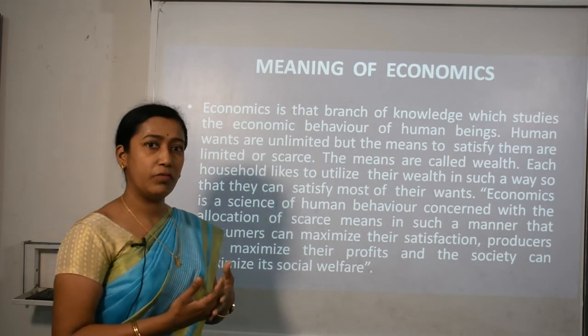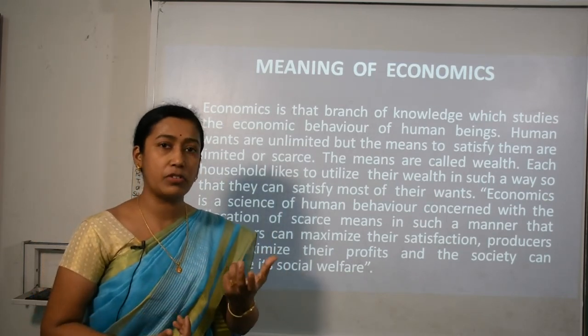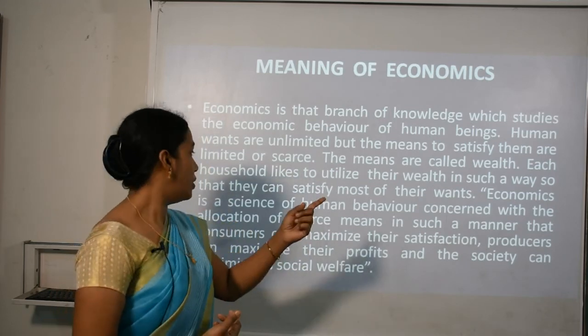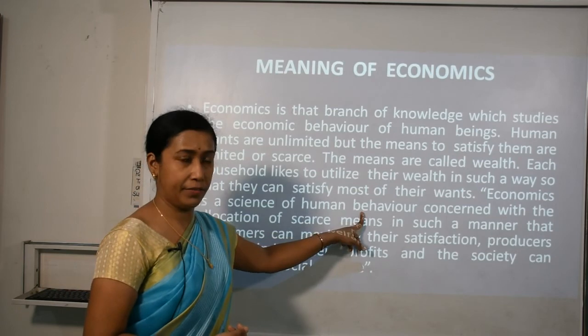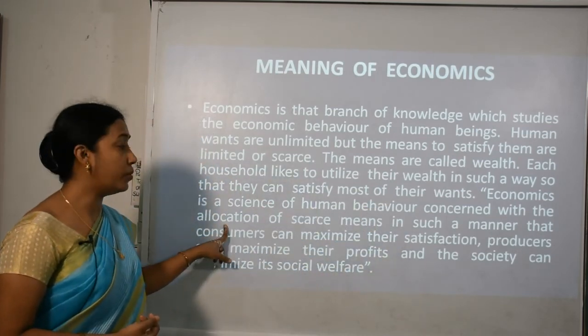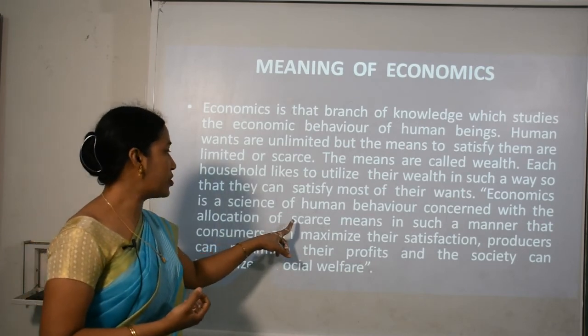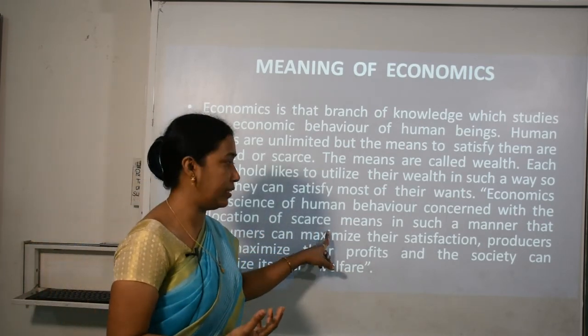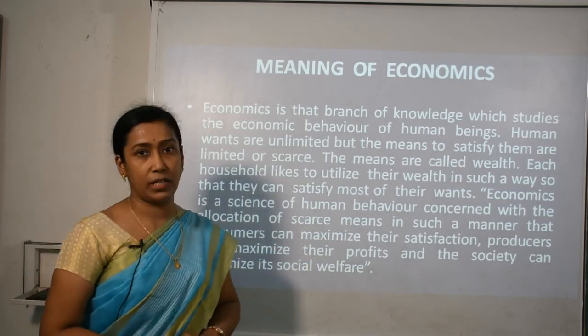So every time we can see that all the needs of people cannot be satisfied. Why? Because the resources are very scarce. So economics, we can say, is a science of human behavior concerned with the allocation of scarce means. Allocate means to collect, to acquire. Allocation of scarce means to find out these scarce means in such a manner that consumers can maximize their satisfaction.